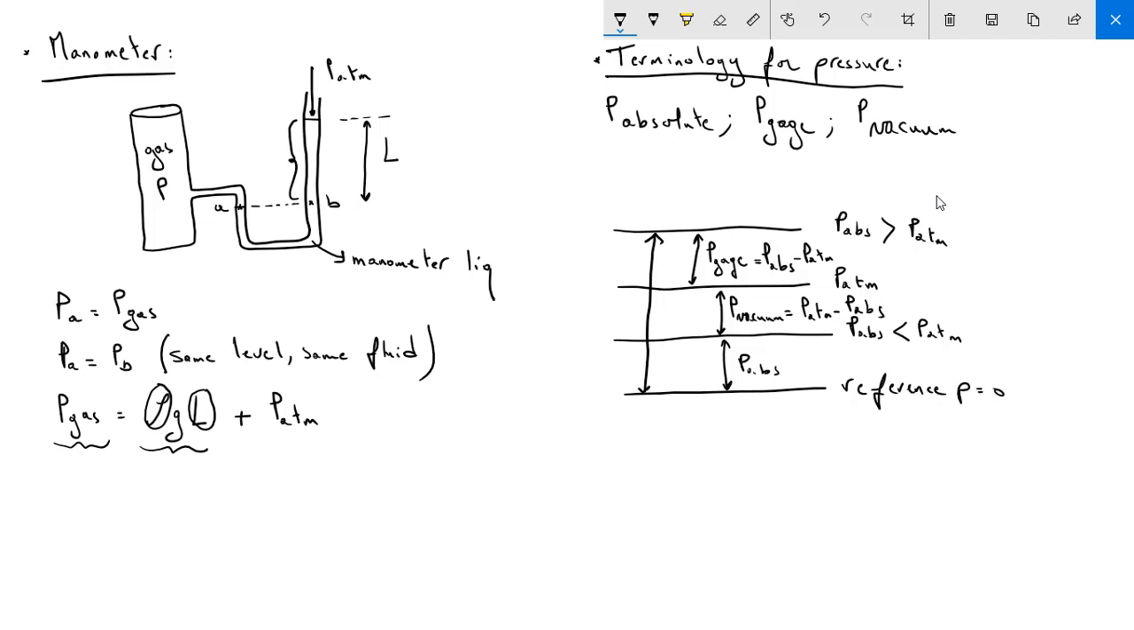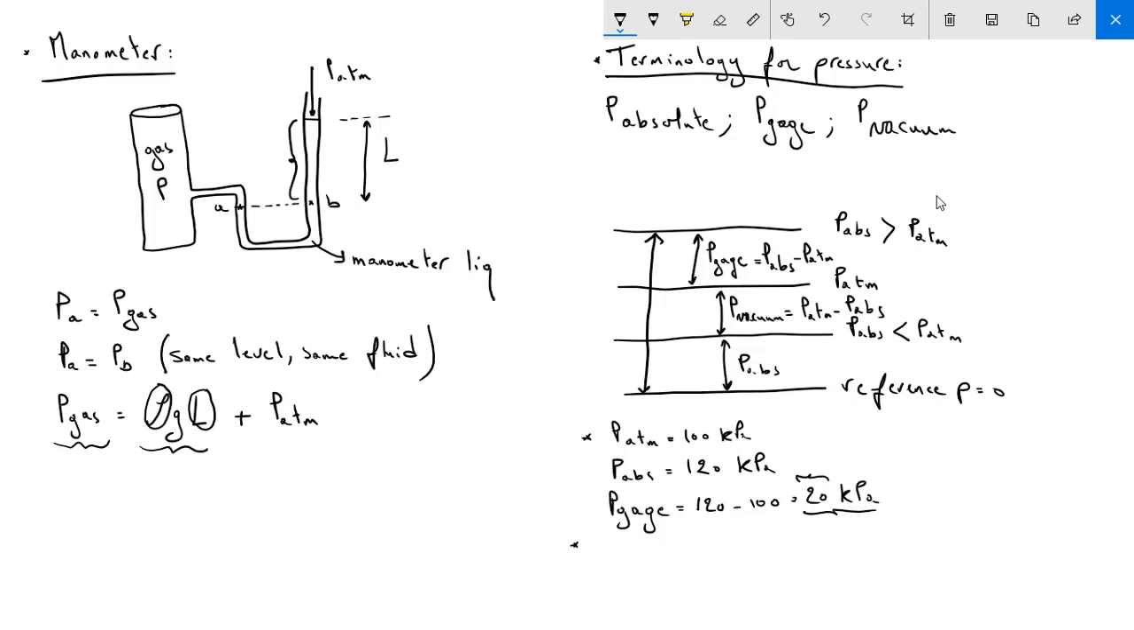So these are different terminologies, but they just mean the same pressure. For example, if we have a case where P atmospheric is equal to 100 kilopascal, and let's say P absolute is equal to 120 kilopascal, this will correspond to a gauge pressure equal to 120 minus 100, which is 20 kilopascal. That only means that if we have a gauge pressure equal to 20 kilopascal, we are above the atmospheric pressure by an amount equal to 20.